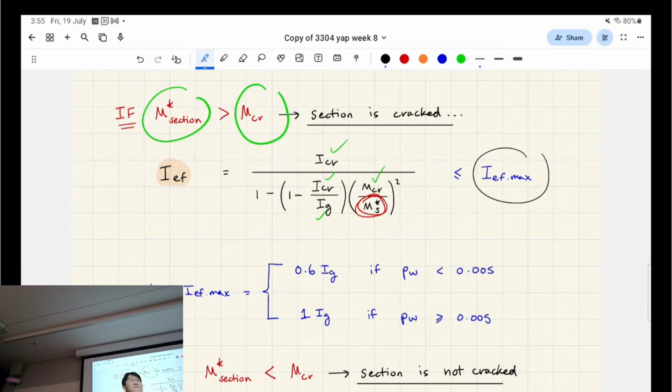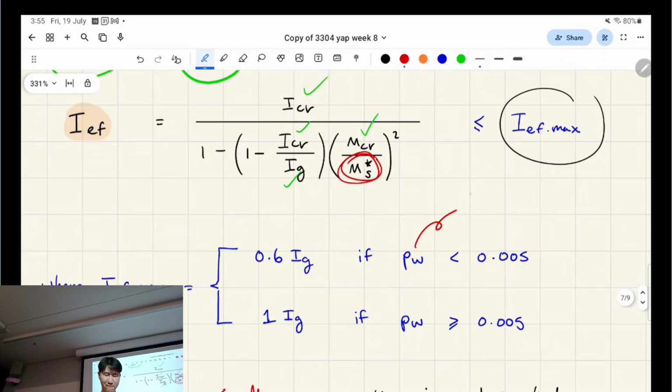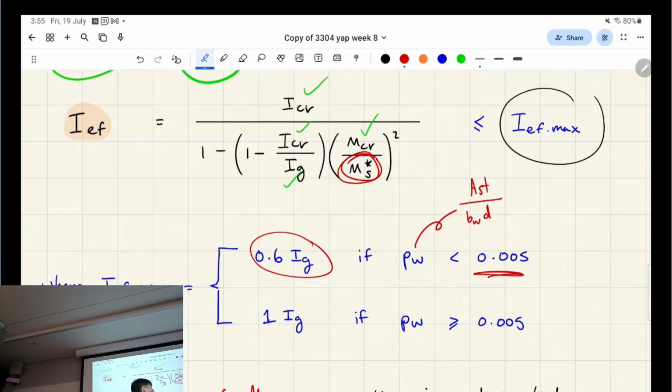Tensile rho ratio. It's this one, right? We calculated that earlier. If that number is less than 0.005, then the maximum value it can be for Ie_max is 0.6 Ig. But if the tensile rho ratio is bigger than this, you can have it as just Ig, that's the max.